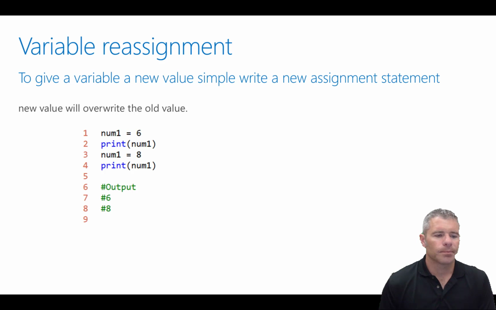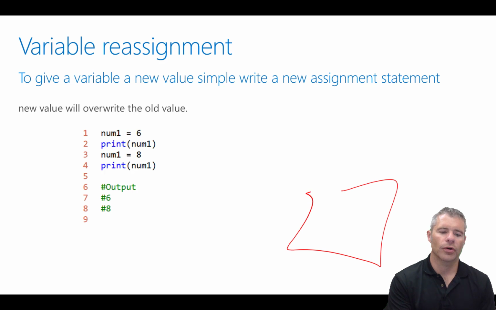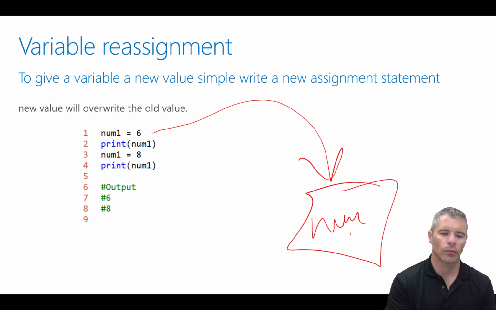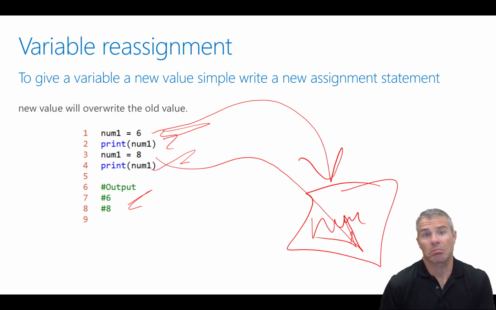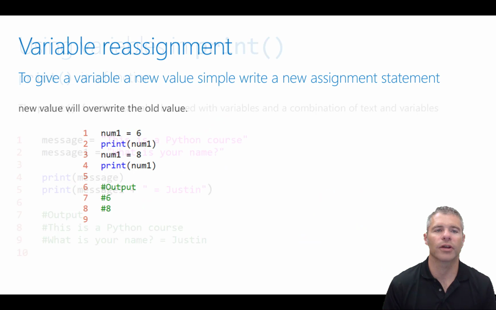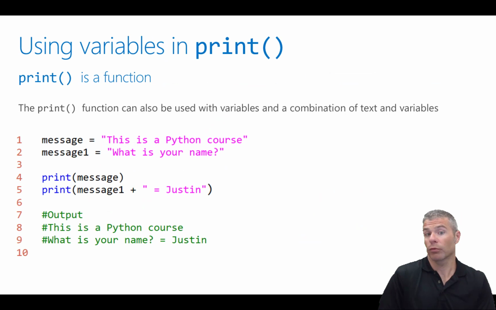Just FYI. Remember that variables are a box, right? So you can put a value into them. So we put 6 into num1, and then we print it out, and then we put another value into it, and we print it out, and the value changes. It's just how that works. The new value overwrites the old, and that's kind of one of the reasons that they're useful.